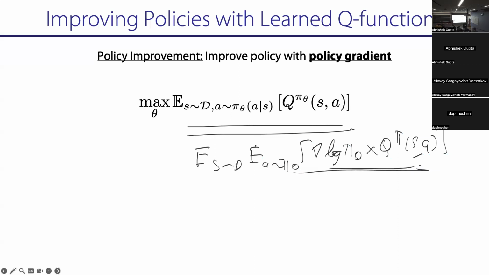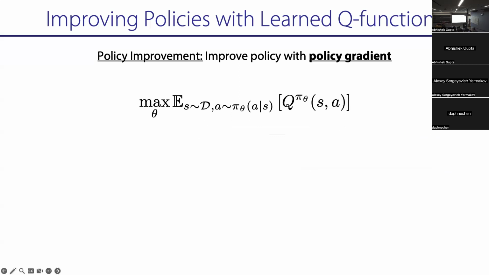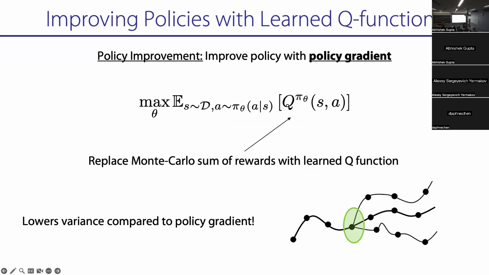If you want to maximize objectives, just do the multiply and divide trick. This is basically policy gradient, but you're just replacing the sum of rewards with a Q, right? That's the basic objective you want to maximize in your policy improvement step. Essentially it gives you lower variance compared to policy gradient and allows you to do it off policy.